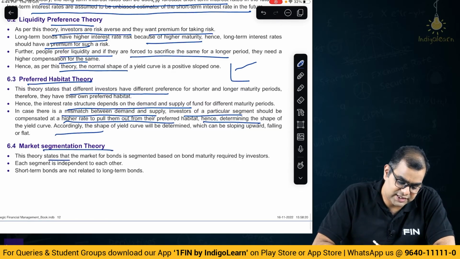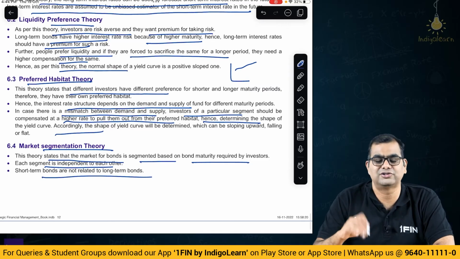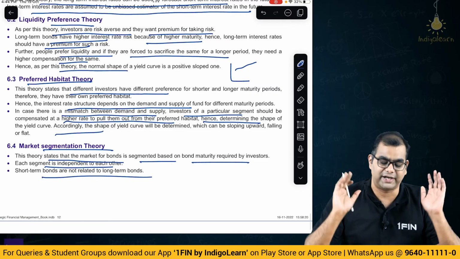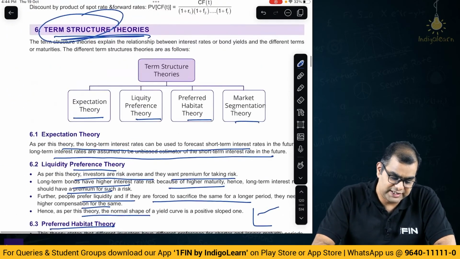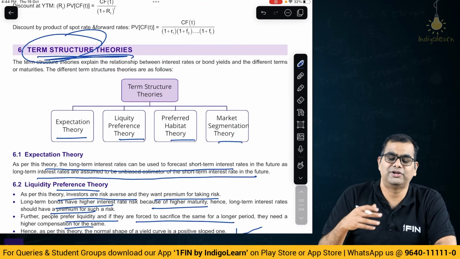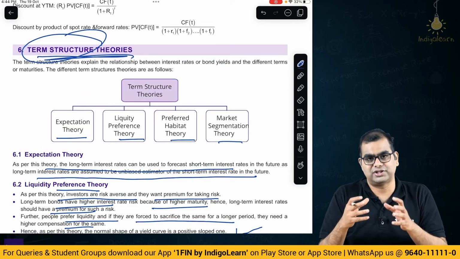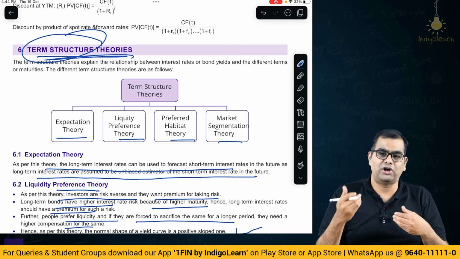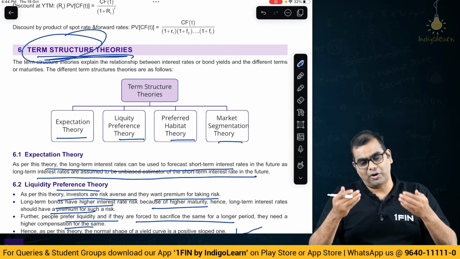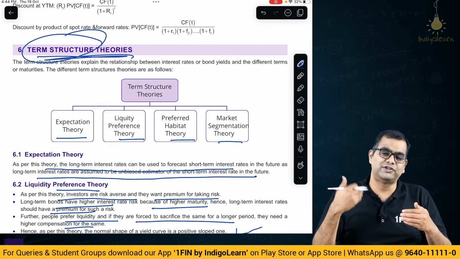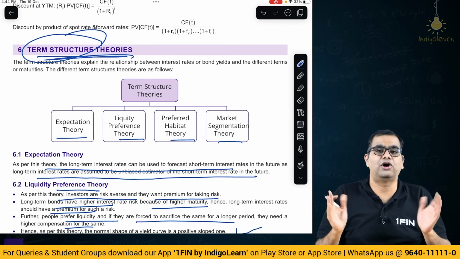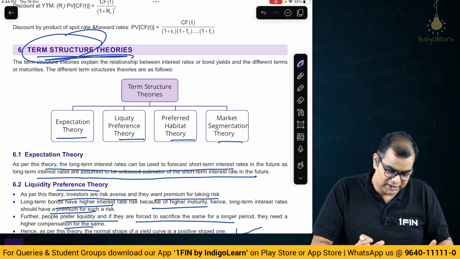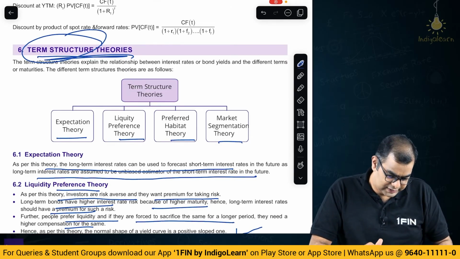Market segmentation theory: this theory states that the market for bonds is segmented based on maturity and each segment is independent of the other. Short-term bonds and long-term bonds are not related. So, this is another theory which says both of them are different kinds of setups. These are the various theories that have been propounded, which try to explain to some extent how interest rates for short-term and long-term are determined, and how spot rates influence forward rates, or whether they influence them at all.